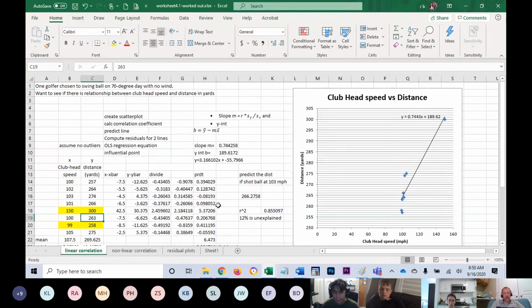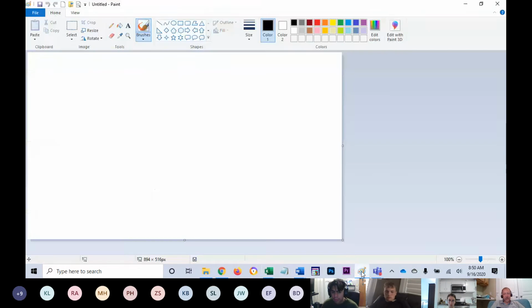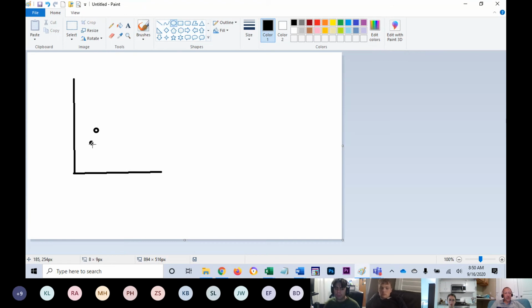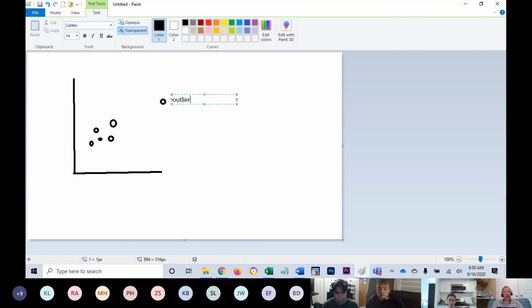So sometimes, let me see if I can give you a better example here, where I can just fake my data a little bit. Okay, so I've got my scatter plot here, and I'm going to draw some little circles to represent my data. You might have something that's perfectly in line with your data. You should be able to recognize that this is both an outlier and an influential point.